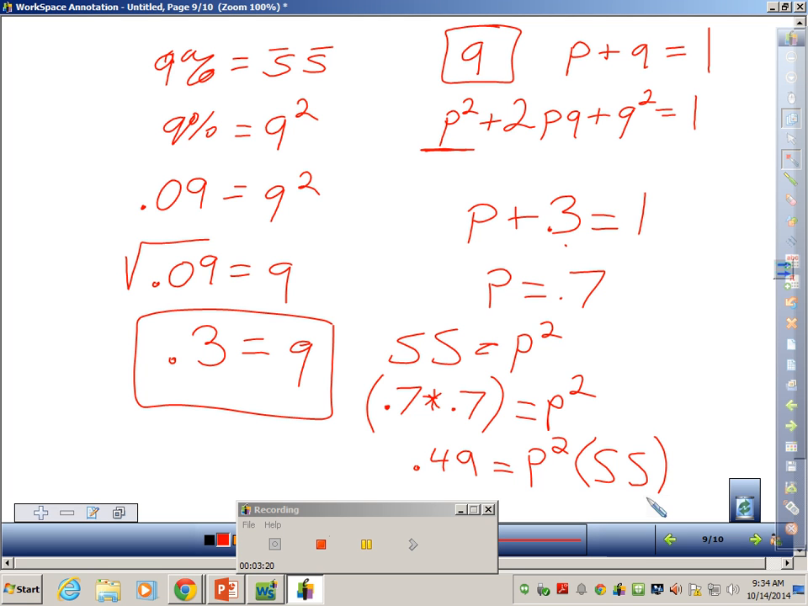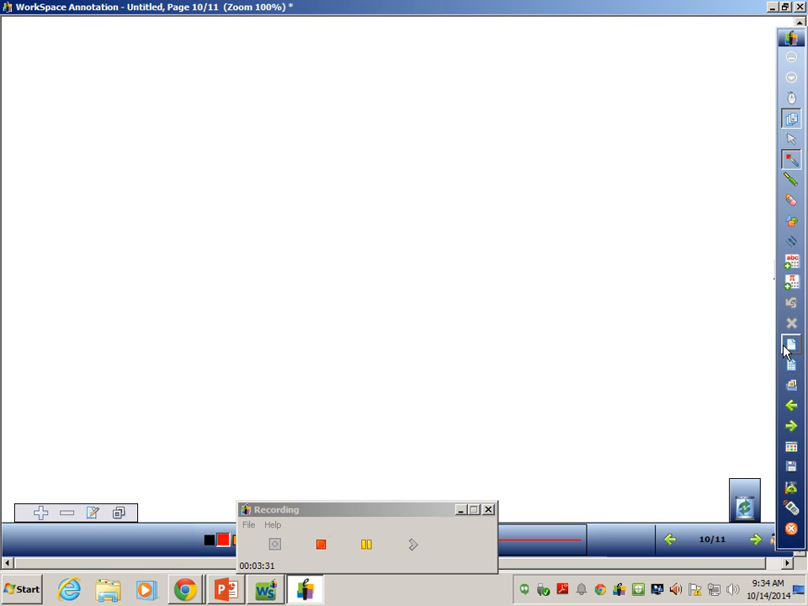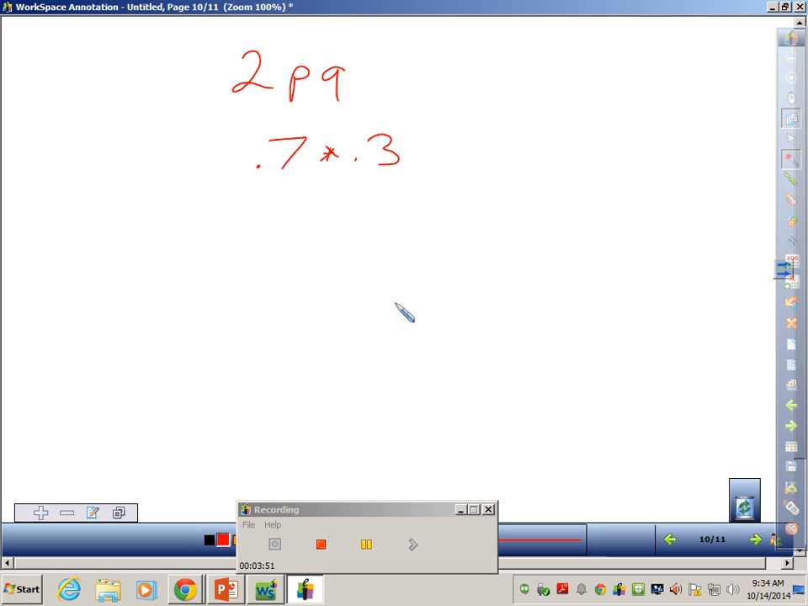So D, the frequency of heterozygous individuals in the African population. We know that heterozygosity is referring to 2PQ, right? So do I know P? What's P? 0.7. What's Q? 0.3. So we know those two. So that's PQ, but it could also be QP, right? So I also have to say I could be 0.3 multiplied by 0.7 as well. That's why we have the 2PQ.